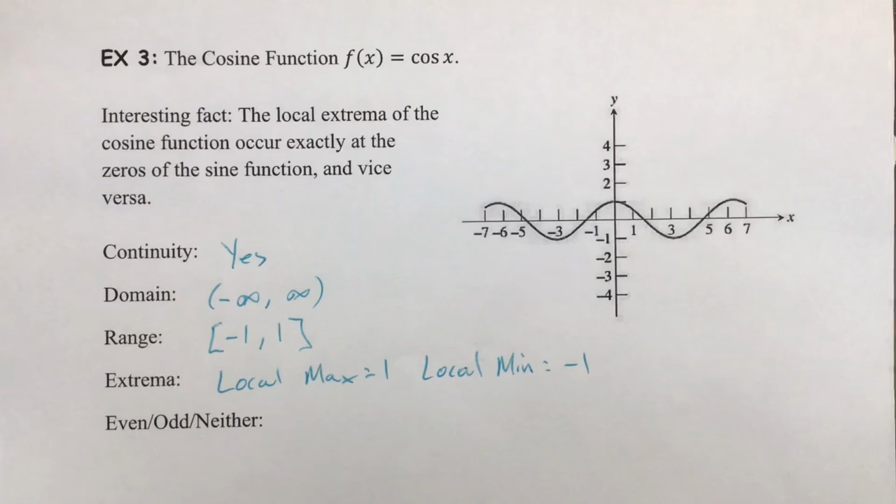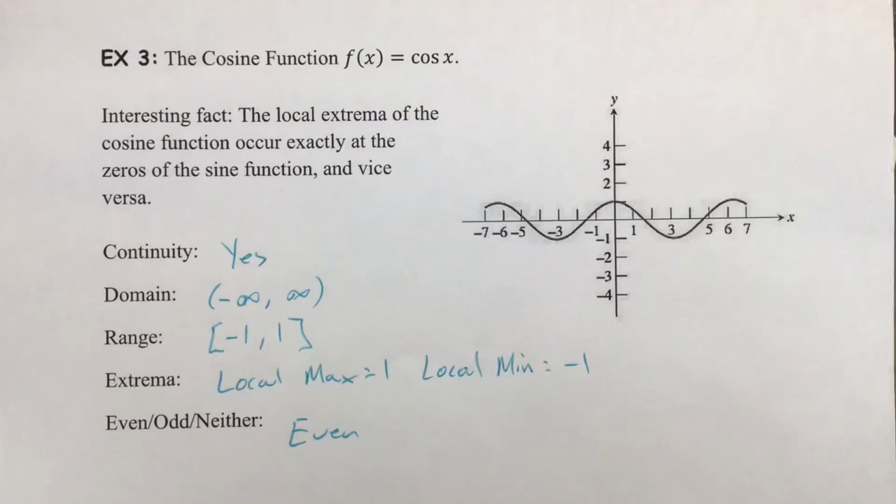And you have a local minimum at -1. Is this graph even, odd, or neither? Well, the previous graph, the sine function, was an odd function. But now that we've shifted it over, it's going to lose that characteristic. However, it does pick up the characteristic of being even.